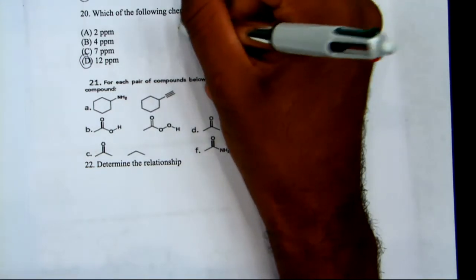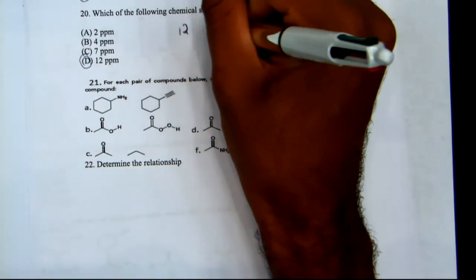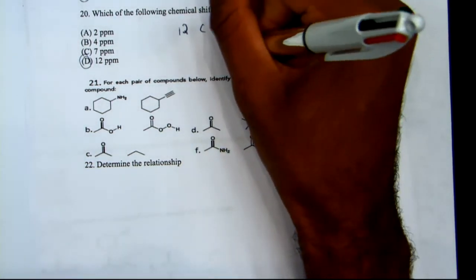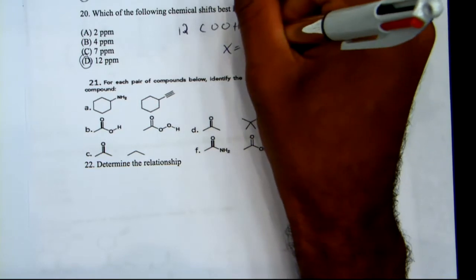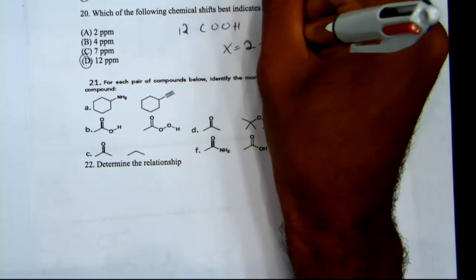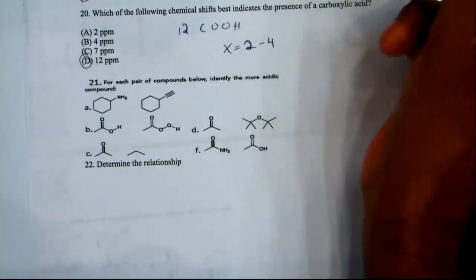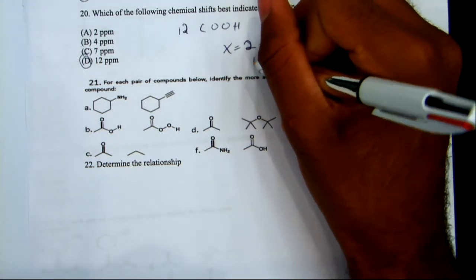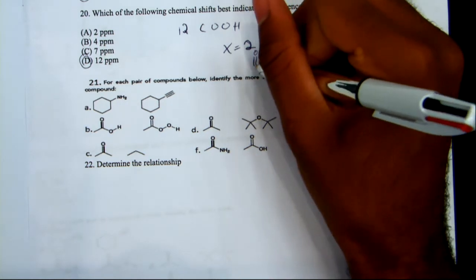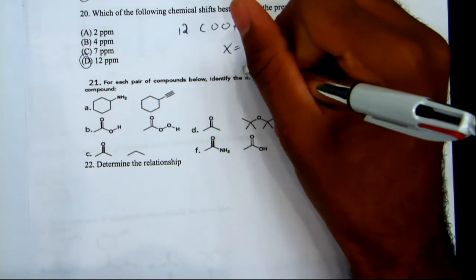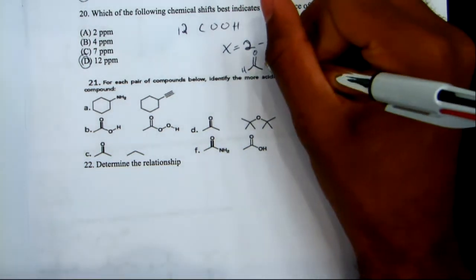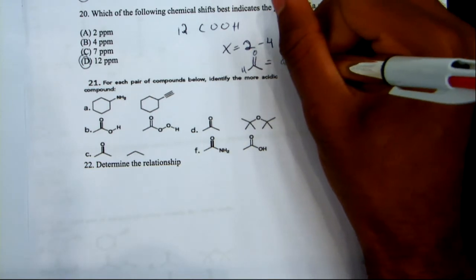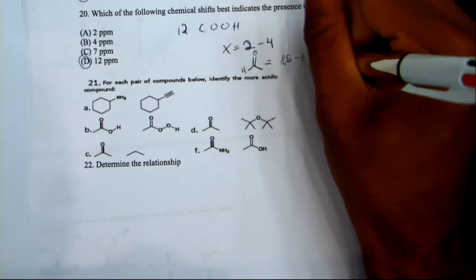All right, so 12, we said, is COOH. Halogens, so an X, would be from 2 to 4. If you have an aldehyde, 9 is pretty common, like around 8.5 to around 10.